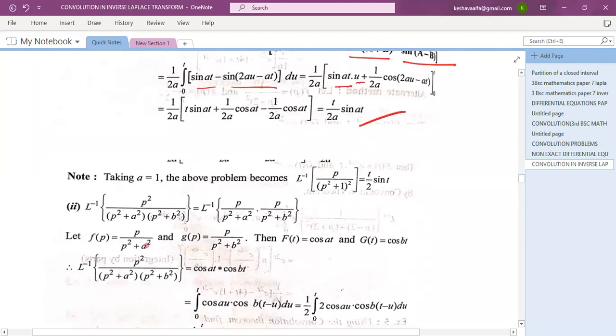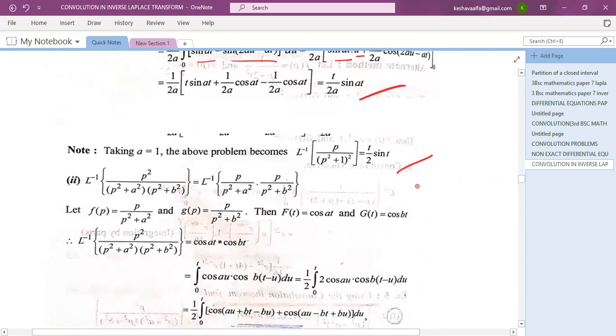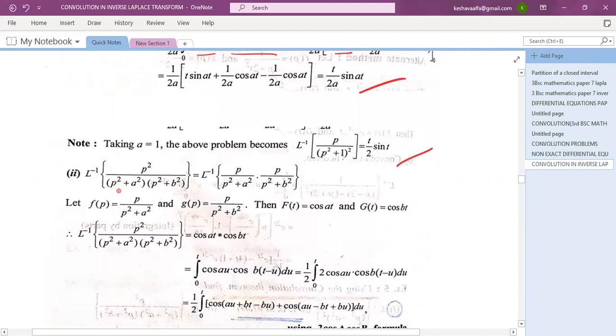If we take a is 1, then L inverse of p by p square plus 1 whole square is simply t by 2 sin t. So next, what is L inverse of p square by p square plus a square into p square plus b square? That is L inverse of p by p square plus a square into p by p square plus b square. So f of p is p by p square plus a square. Simply the L inverse of p by p square plus a square is cos at, and similarly p by p square plus b square is cos bt. So f of t is cos at, g of t is cos bt.